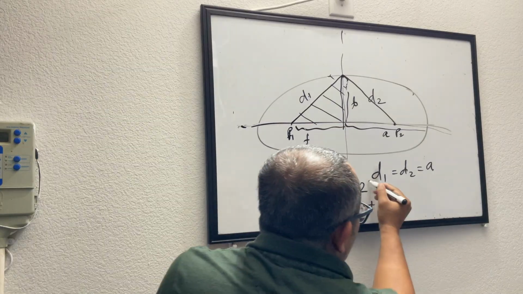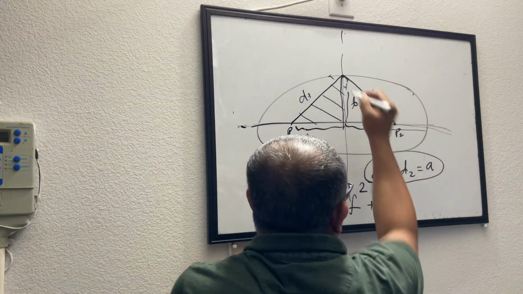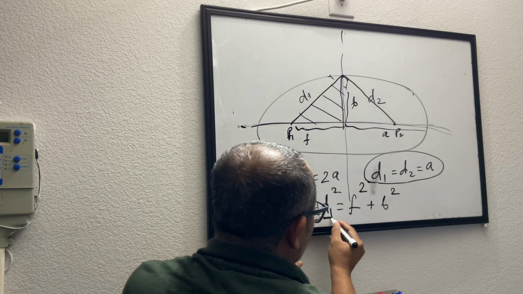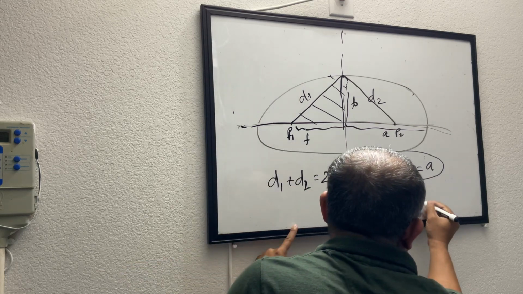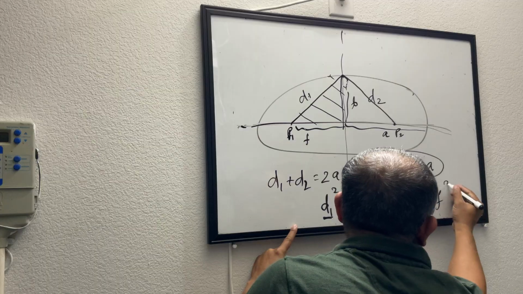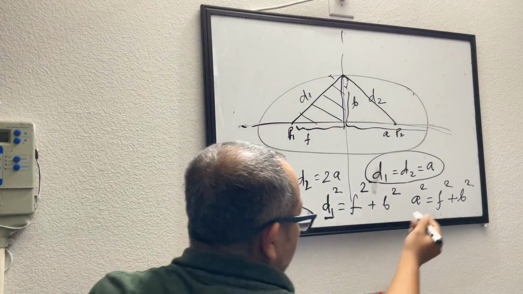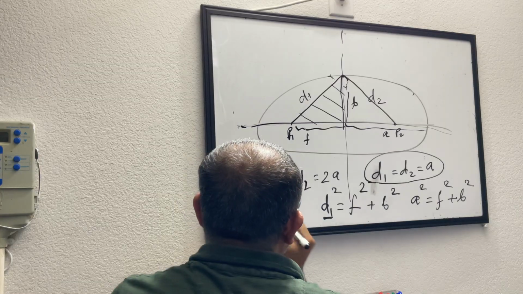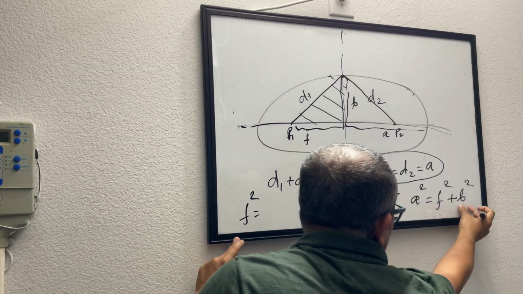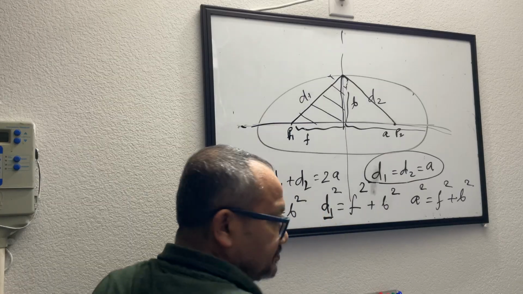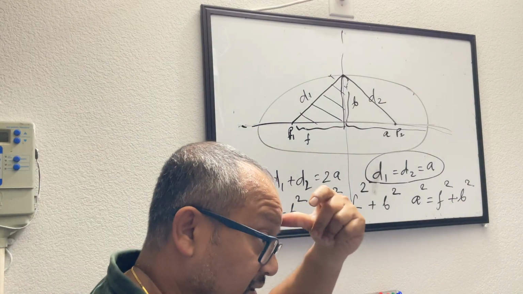Now we just saw that if I am picking up this point, my D1 is equal to D2 is equal to A. So I will replace D1 with A. So it becomes A square will be equal to F square plus B square, or F square will be equal to A square, and B square comes to this side, will be equal to A square minus B square. Does it make sense?